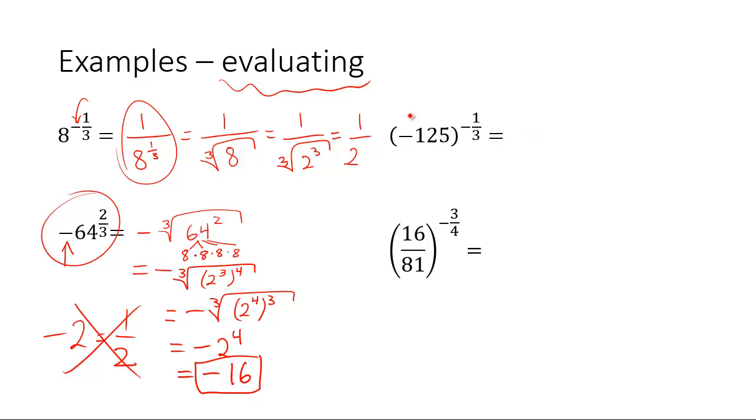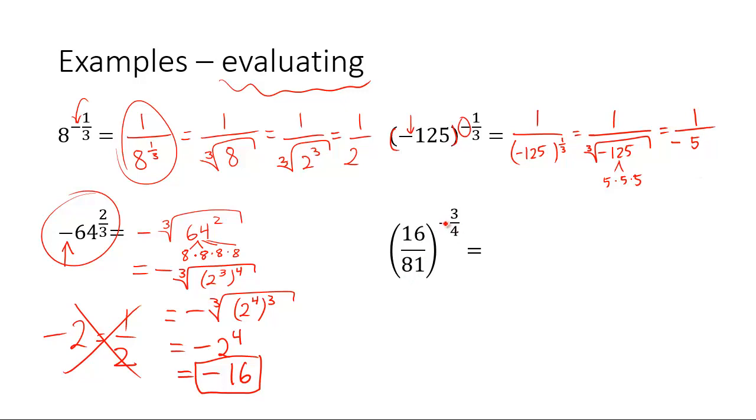Try the next one. So this negative is just part of this number. We've got this bracket, so this whole thing is being taken to the 1/3 in the denominator, which means 1 over the cube root of negative 125. And if you know your cubes pretty well, you know that 5 cubed will be 125. And the cube root of a negative is a negative, so that's going to actually be negative 5. So that's negative 1/5 there.